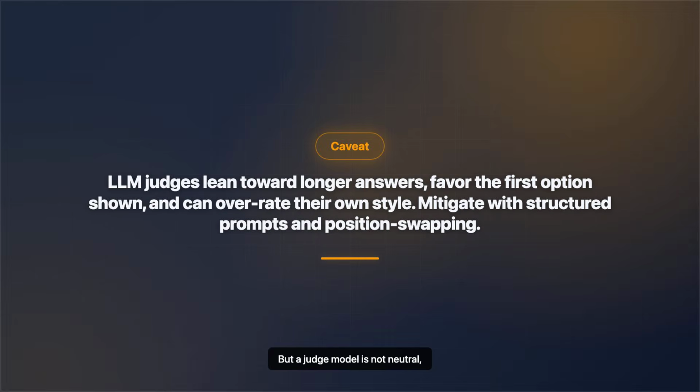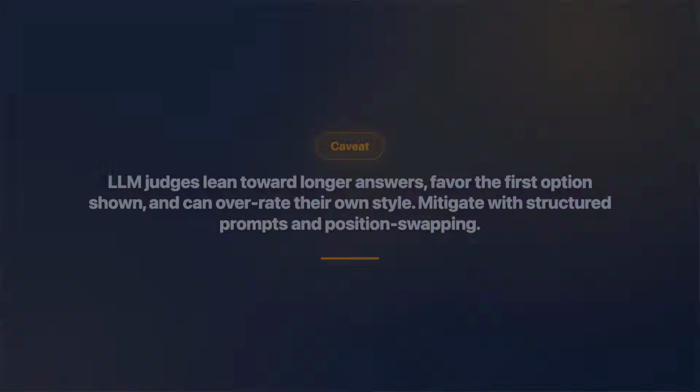But a judge model is not neutral, and you should know its blind spots. It tends to prefer longer, wordier answers, even when they're not better. That's a verbosity bias. In pairwise comparisons, it often favors whichever option it saw first. That's position bias. And it can quietly overrate outputs that match its own writing style. Self-enhancement bias. You mitigate these with structured scoring prompts, and by swapping the order of the two options and averaging the result. Understanding these three biases is what separates a trustworthy evaluation pipeline from one that quietly drifts toward flattering numbers.